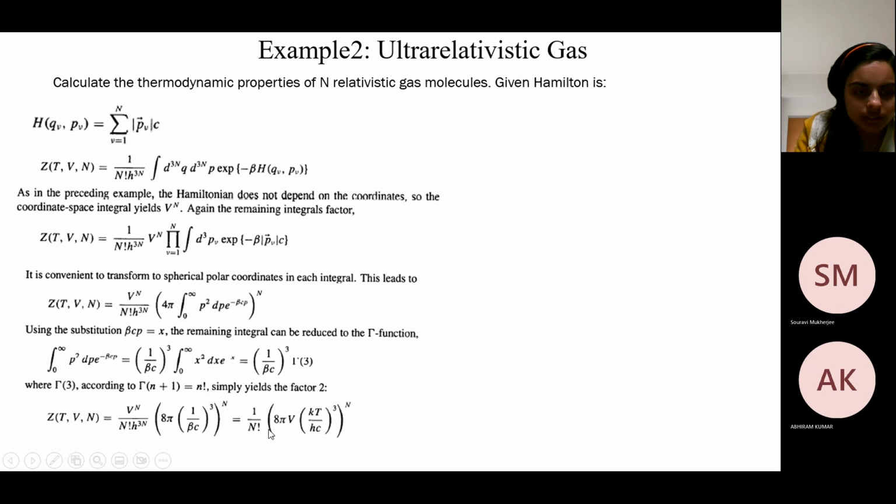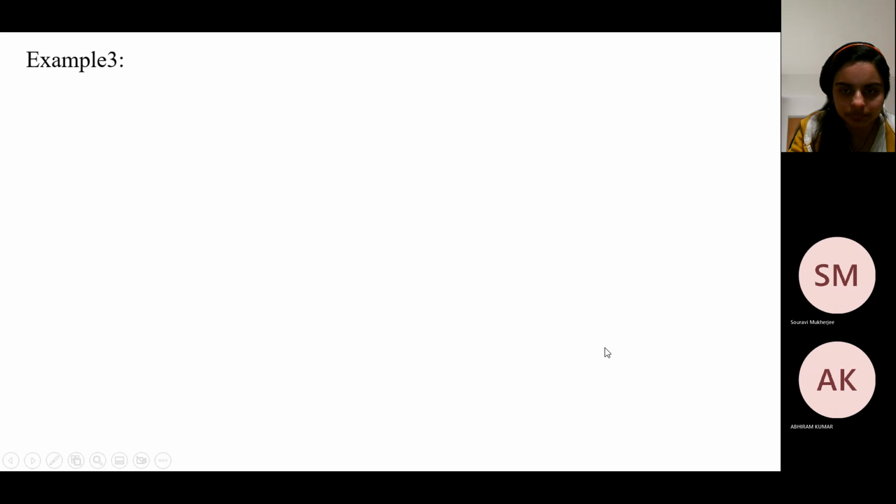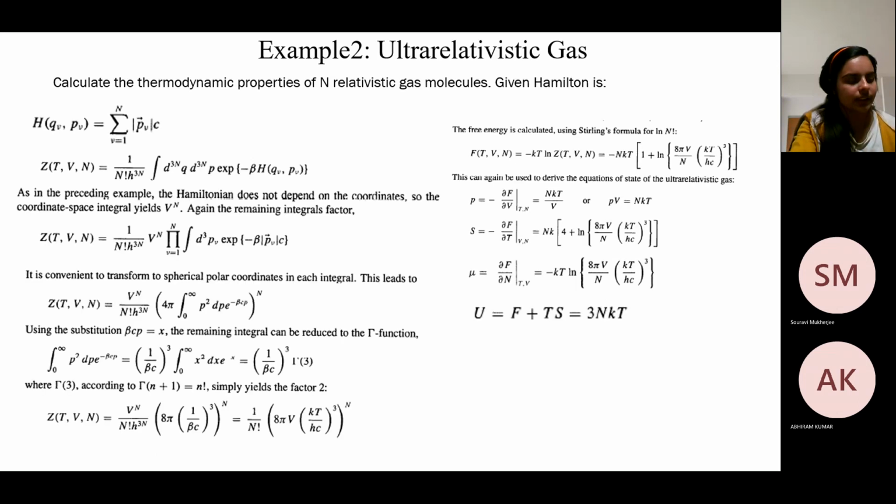Now, once you get the expression for the partition function, you use your well-known relations to find the free energy and also the pressure, entropy or the chemical potential, as you have done in the last case. So if you have to find any of the thermodynamic parameters, this is how you proceed once you are given the Hamiltonian. And you can use this relation to find the internal energy as well. Clear, right? This thing is clear.